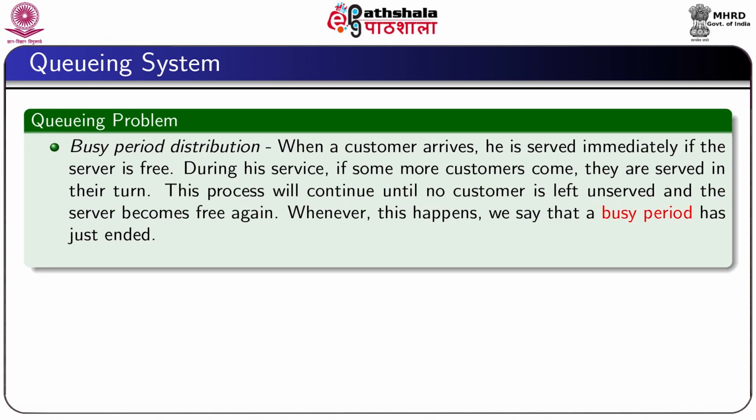Busy period distribution. Suppose that initially the server is free. When a customer arrives, he is served immediately as the server is free. And during his service, if some more customers arrive, then they are served in their turn. This process will continue until no customer is left unserved and the server becomes free again. Whenever this happens, we say that a busy period has just ended.